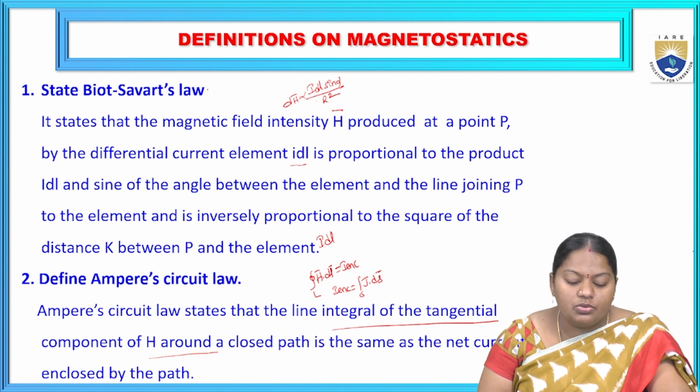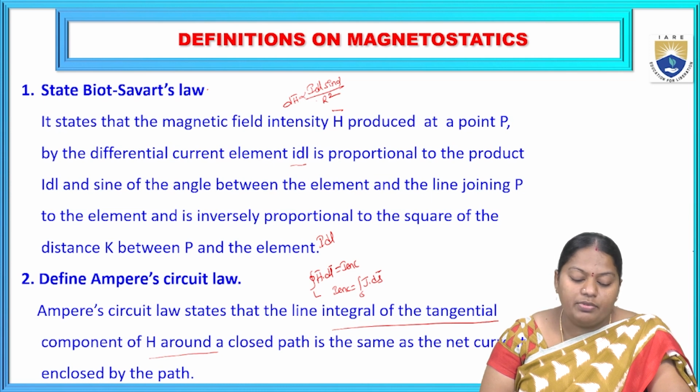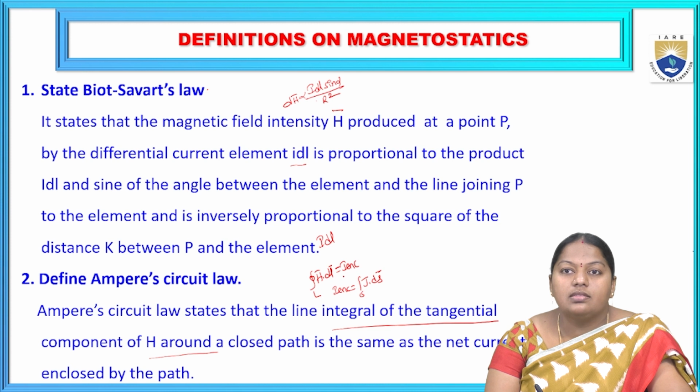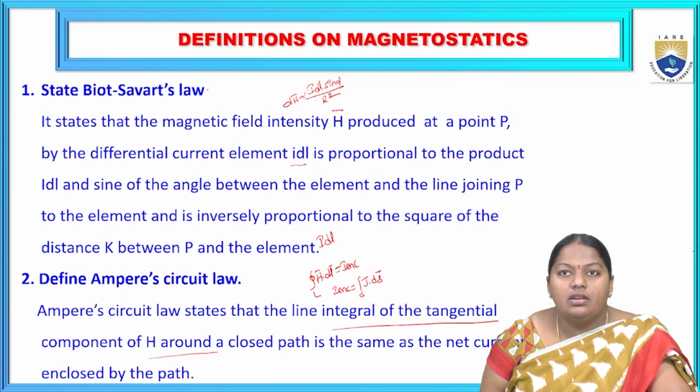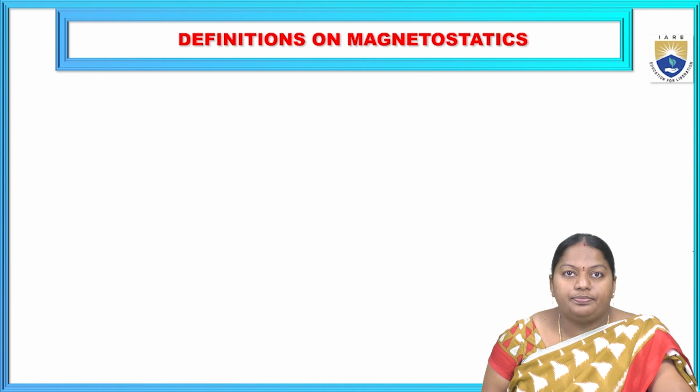Now, Ampere's circuit law. To define Ampere's circuit law and in order to derive one of the Maxwell's equations for magnetostatic fields, we first need to know the statement of Ampere's circuit law. It states that the line integral of the tangential component of H around a closed path is the same as the net current enclosed by that path. That is, the closed line integral of H dot dl is equal to I enclosed, where I enclosed is equal to the integral over S of J dot ds. These are the two important laws which we will learn in this module 2 on magnetostatics.